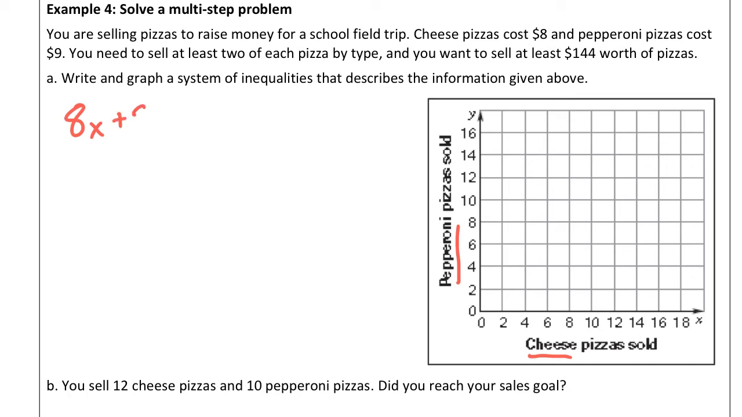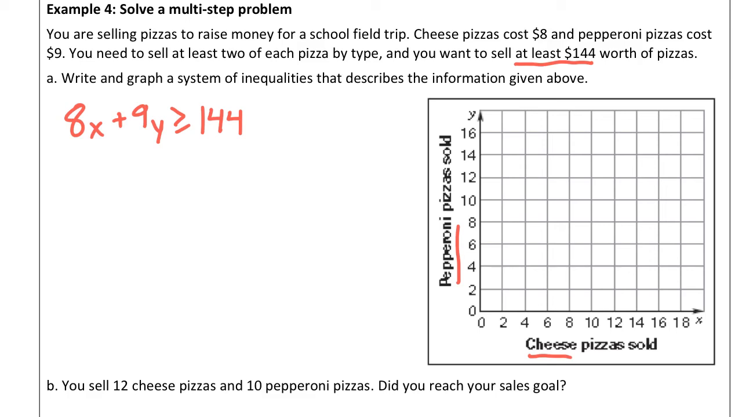And then plus $9 a pizza for y pepperoni pizzas. So that expression represents my sales. And I want to sell at least $144. So that means $144 or more. So my sales need to be greater than or equal to $144 to meet my goal.